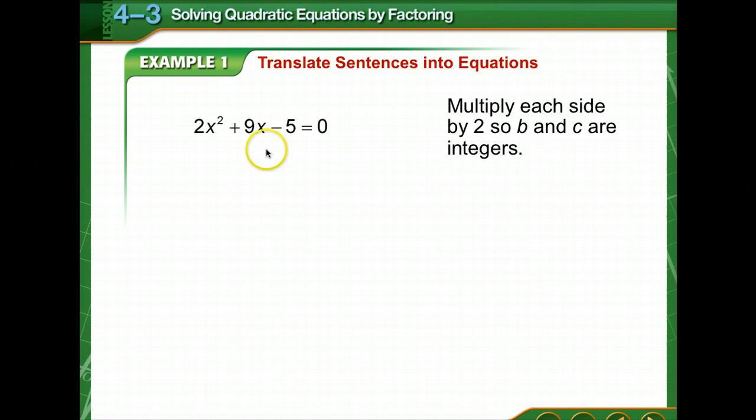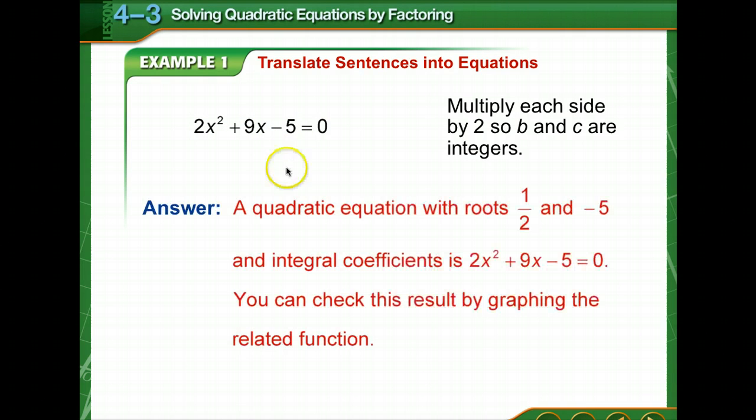We're going to multiply each side by 2 so that b and c are integers. We don't like working with fractions, so if we multiply every term by 2, we get rid of those fractions. So a quadratic equation that has the roots of 1/2 and -5, and integral coefficients is 2x squared plus 9x minus 5 equals 0. Now you can check this result by graphing the function on your graphing calculator.